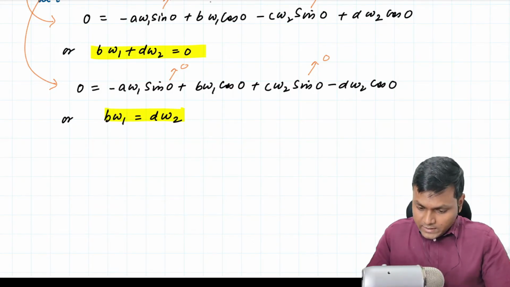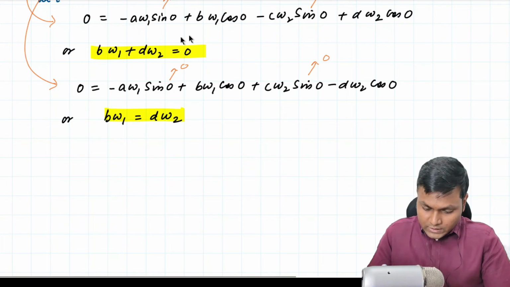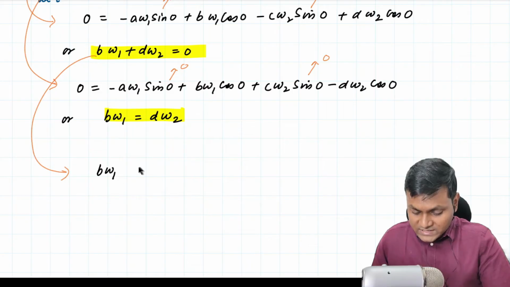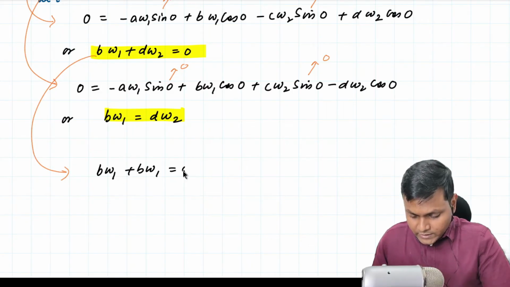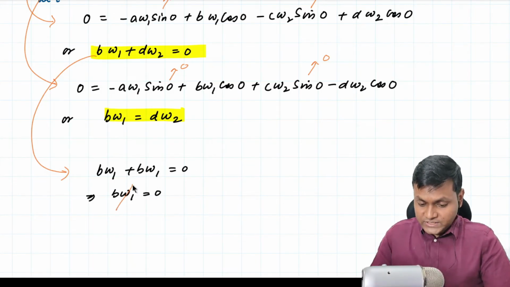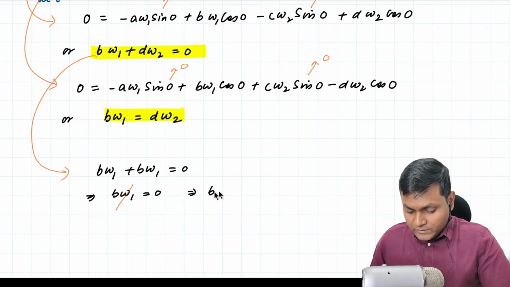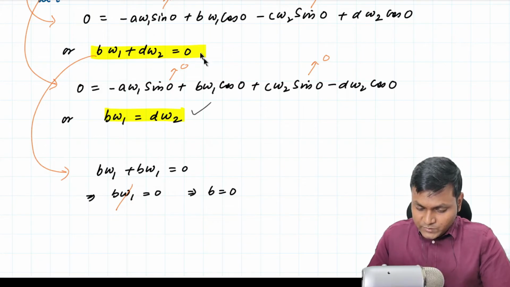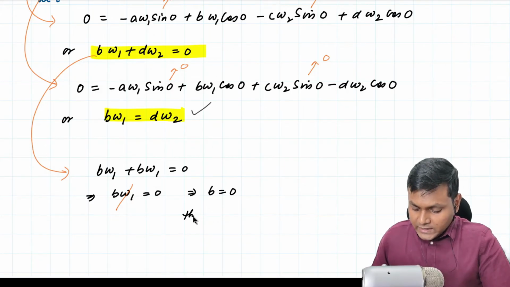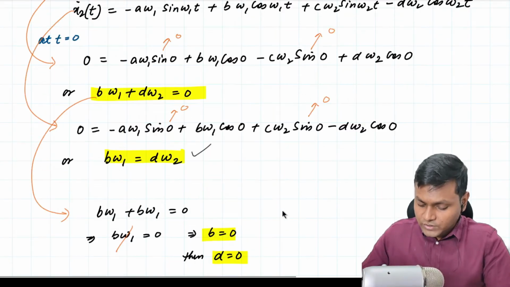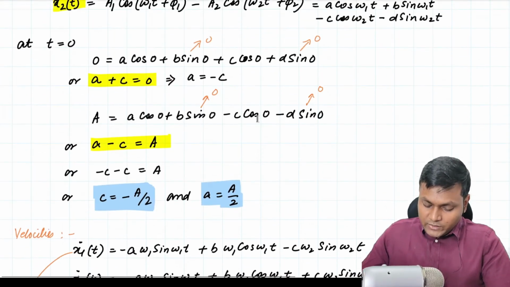So if I apply this equation to the first equation here, this simply becomes b omega 1 plus d omega 2 is equal to b omega 1. So this is 0, or b omega 1 is equal to 0. Omega 1 is clearly not equal to 0, we know that. We end up getting b is equal to 0. And if b is equal to 0, then from this expression I can immediately say that d is also equal to 0. So I end up getting b is equal to 0, d is equal to 0, and a is equal to A by 2, and c is equal to minus A by 2.